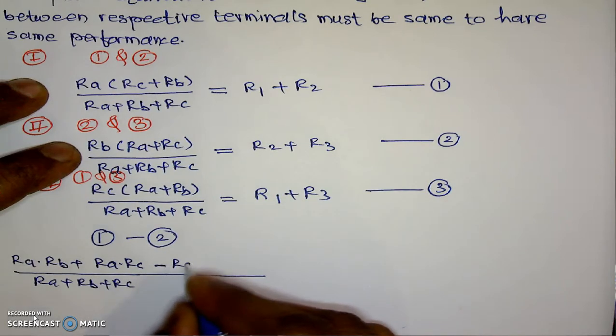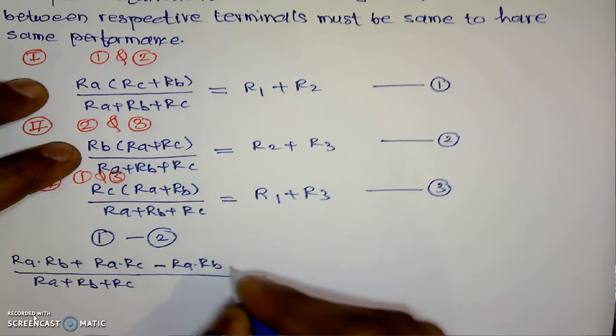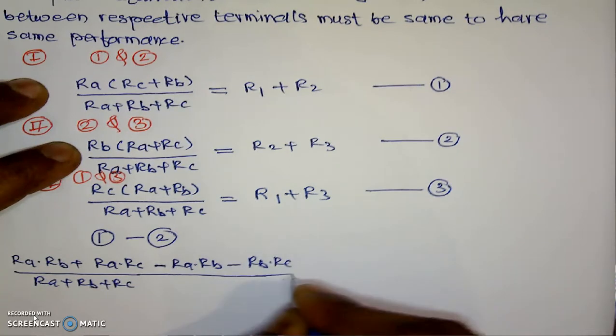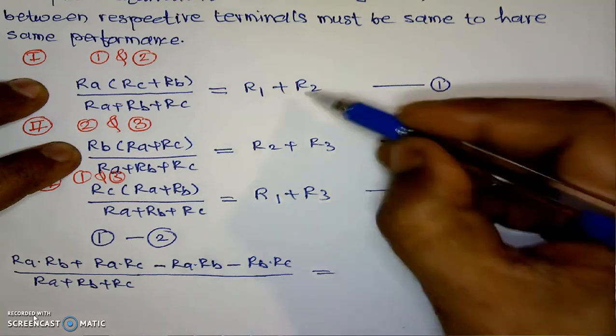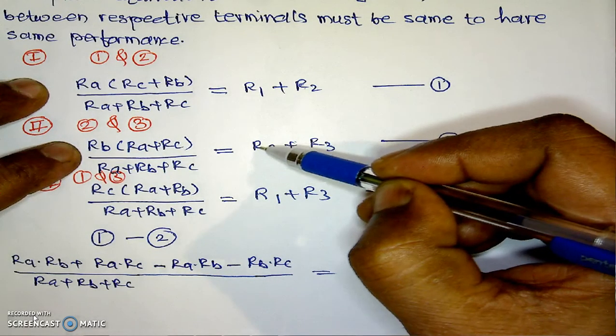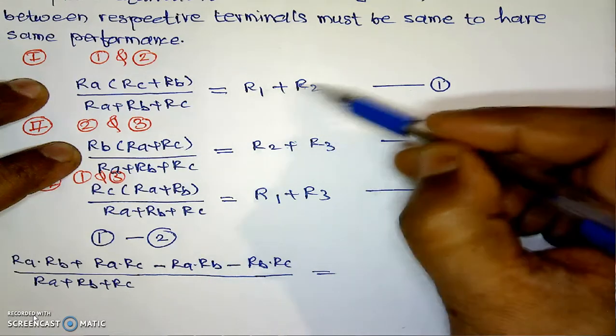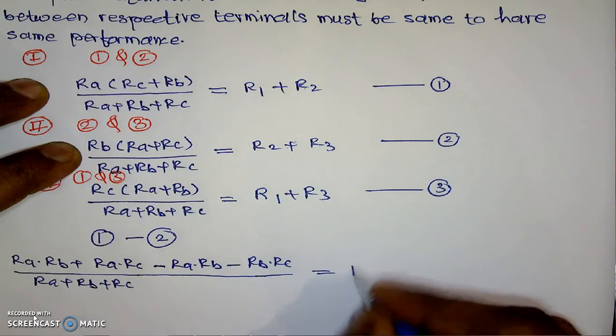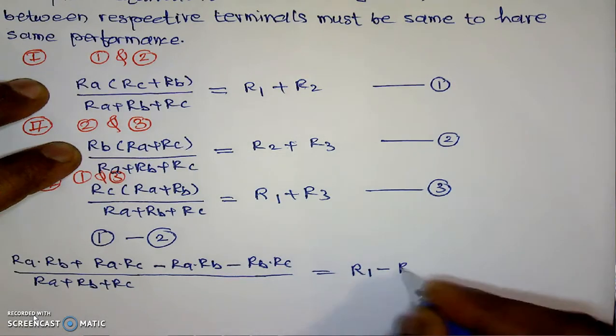That means RA into RB, then again minus RB into RC, which is equal to, if we are subtracting these two, then R2 will cancel with R2, that is R1 plus R2 minus R2 and minus R3. The final equation will become R1 minus R3.